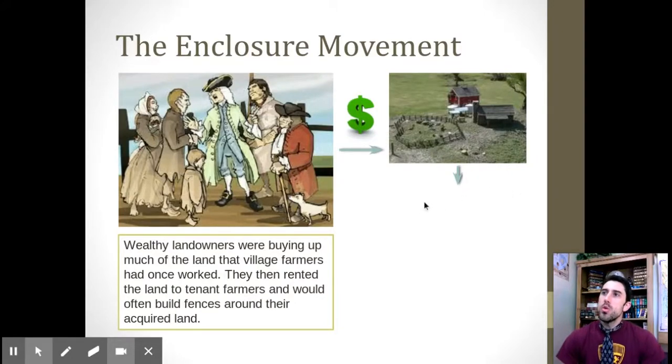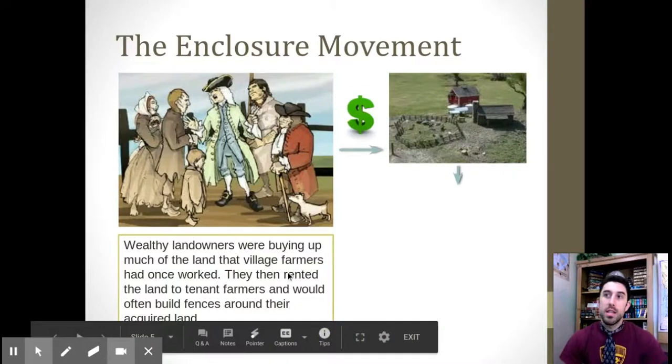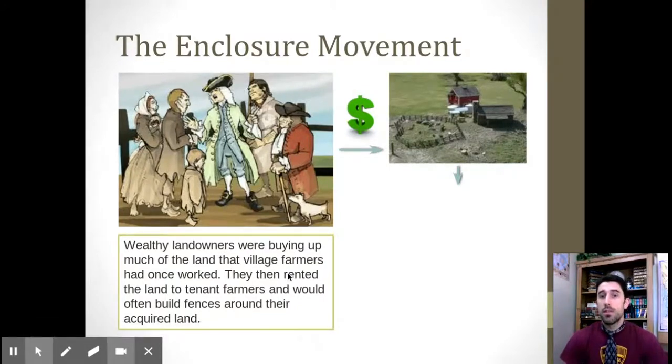Okay. The enclosure movement is the first thing that kicks off the Agricultural Revolution, which goes hand in hand with the Industrial Revolution. So revolutionary techniques and developments that apply to agriculture. Now, why? Because we begin to see the amassing and buying up of land by wealthy landowners. The village farmer then is made either to pay rent to farm that land as a tenant, or kicked off it completely as these farms begin to get bigger and bigger in Britain.